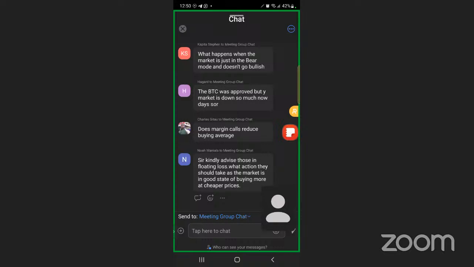Does margin calls reduce buying average? Yes, of course. Whenever the robot buys, most importantly in the wall warehouse, by the way, I forgot to tell you this. When you are trading wall warehouse, the robot reduces the negative. Let me give you an example. If your trade has been in 10 negative percent and the robot buys a margin call, the negative goes below.